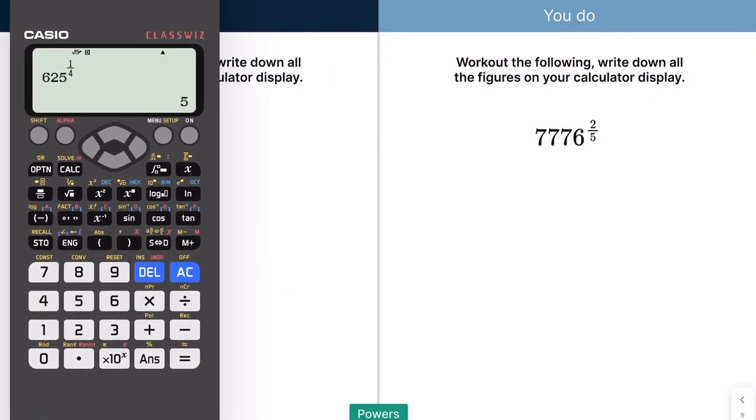So if I move that over, again, hopefully you've pressed pause and had a go at this. So 7776 to the power of, and then press the fraction button, and then 2 over 5. And the answer here is 36.